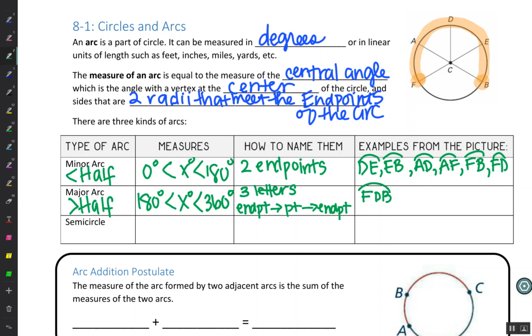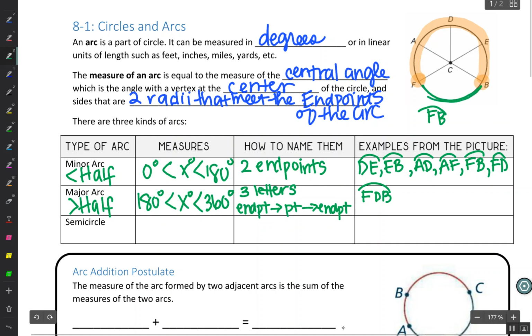Or you can go the other direction. You can start with B and end in F. You can do BEF, BDF, or BAF. There's so many ways you can name the same arc. But if you just used two letters to describe this, if you just used FB, you would be describing the minor arc going the other way in the circle. That's why we have to use two letters for minor and three letters for major to differentiate.